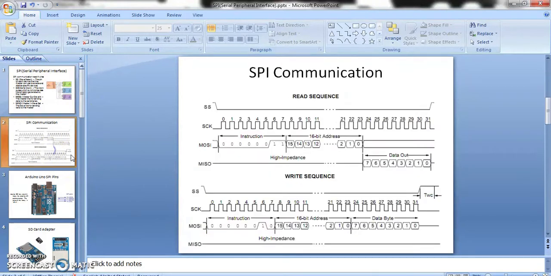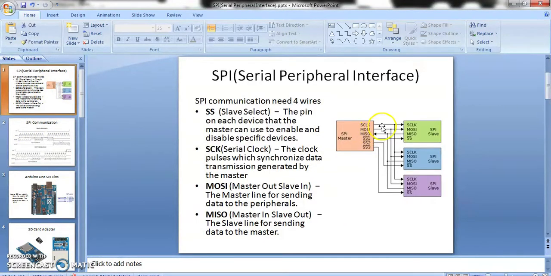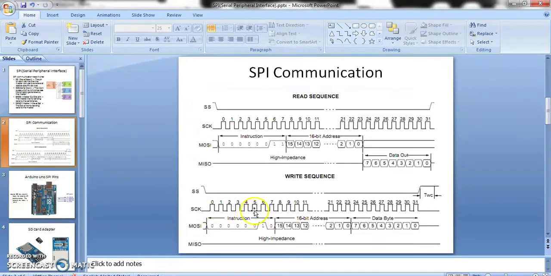And let's go to the write system. This is almost the same as read. First, the master will call a slave. Whenever the master calls a slave using this slave select line, this line will go down, and a clock starts generating. This clock is shared by both master and slave.